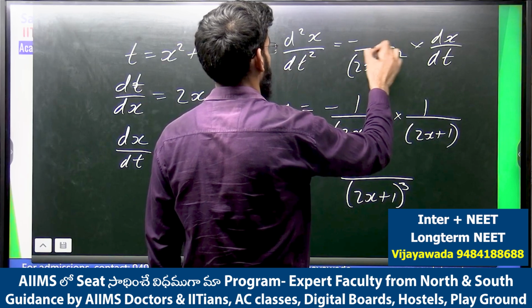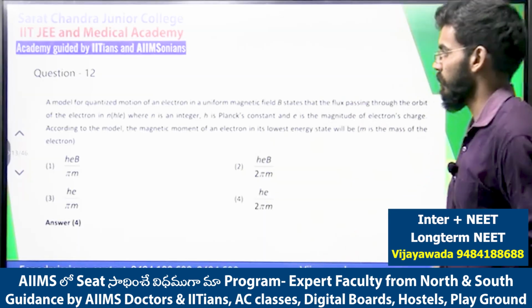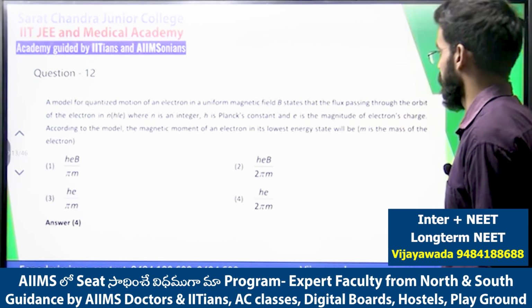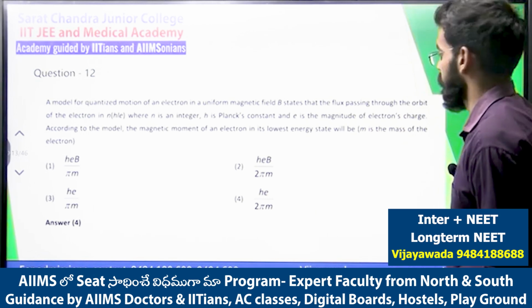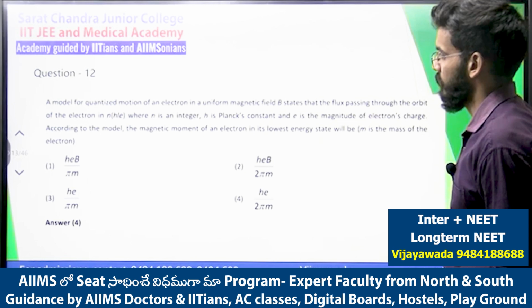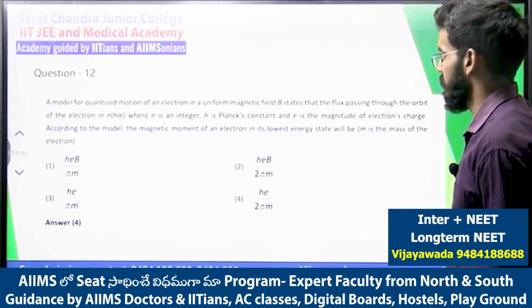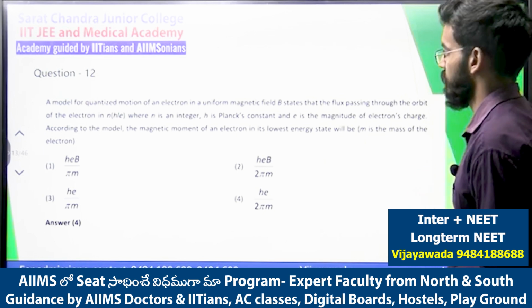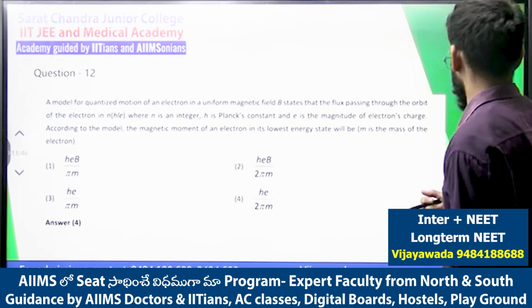Next question. We have a model for quantized motion of an electron in a uniform magnetic field B, which states that the flux passing through the orbit of an electron is n into h by e, where n is an integer, h is Planck's constant, and e is the magnitude of the electron charge. According to the model, the magnetic moment, he is asking.